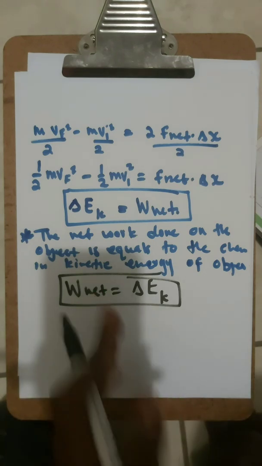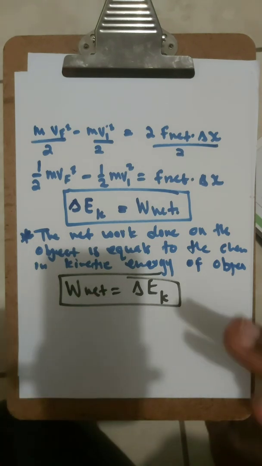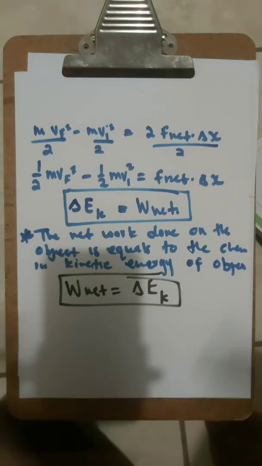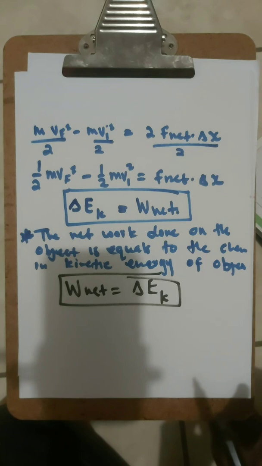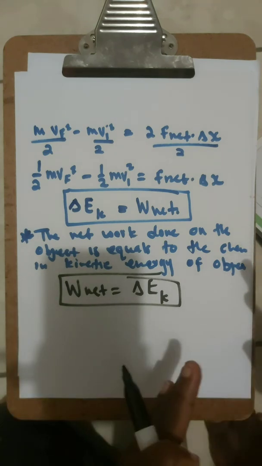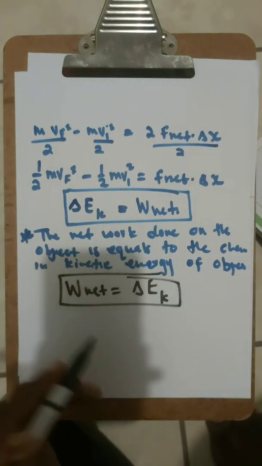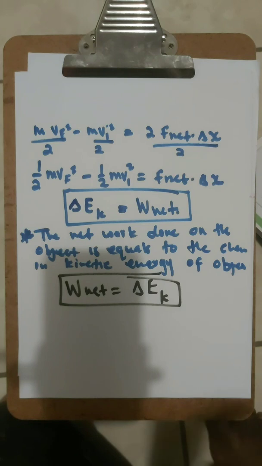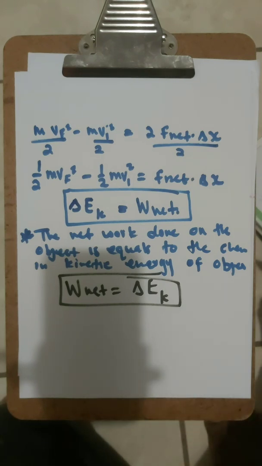So how are we going to use this formula? Our questions may examine it in different ways. When you have a question about velocities and everything, I can integrate the work energy theorem with the normal formula, work net is equal to F net multiplied by X. This is what we have.